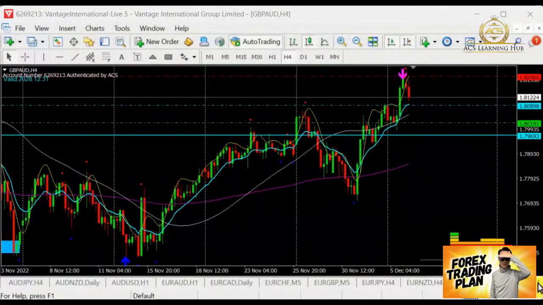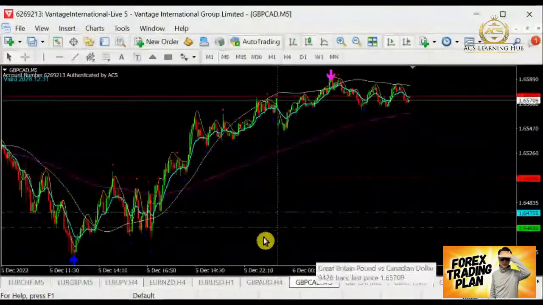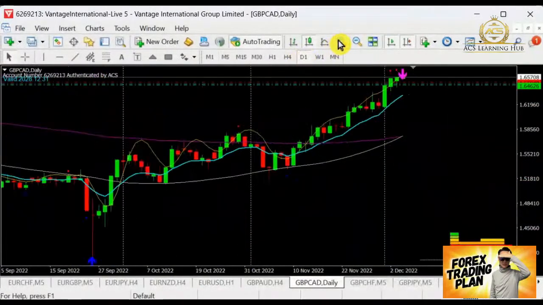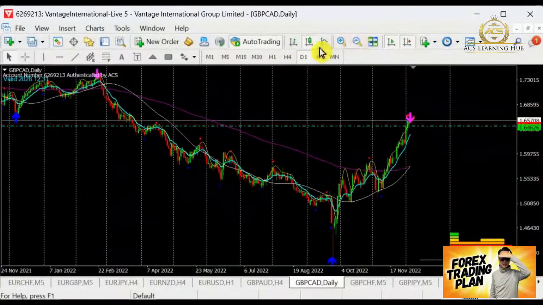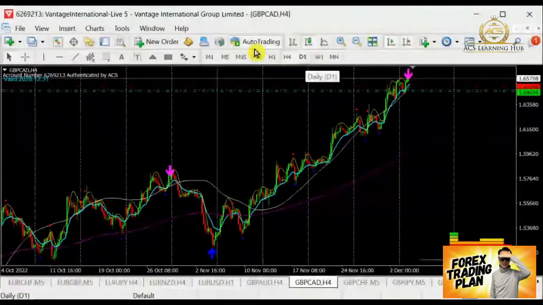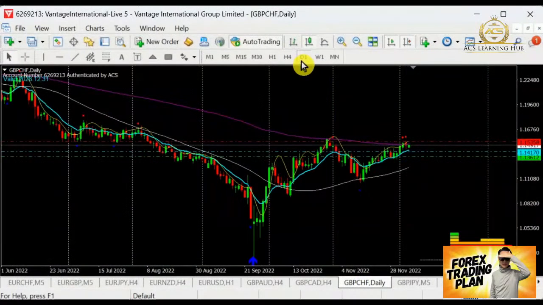Right, so let's go to Pound Cad. And for Pound Cad today, looking at this, we are actually now in the bull. The bull is still running very bullish, breaking through the resistance, so allow it to go further up. Then I think for this Pound Cad, we should skip for a while. Let's see Pound Franc.